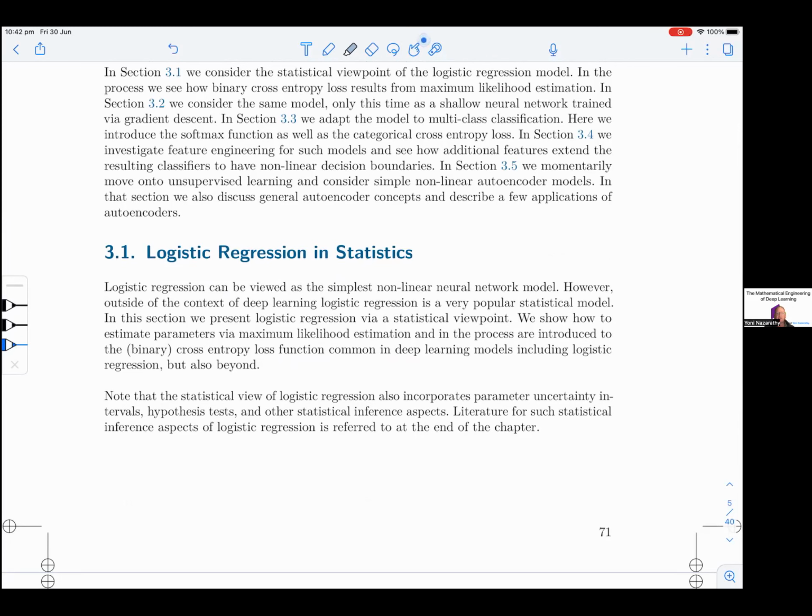In section 3.4, we investigate feature engineering for such models and see how additional features extend the resulting classifiers to have nonlinear decision boundaries. In section 3.5, we momentarily move on to unsupervised learning and consider simple nonlinear autoencoder models. In that section, we also discuss general autoencoder concepts and describe a few applications of autoencoders.